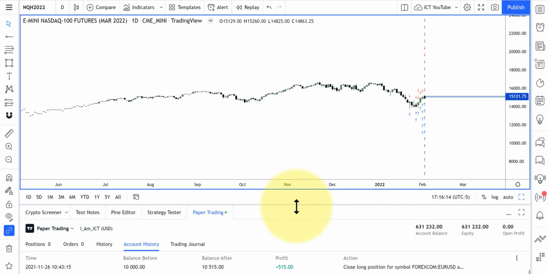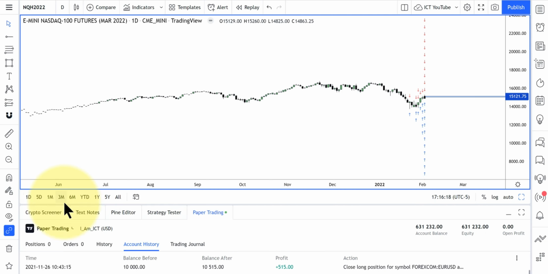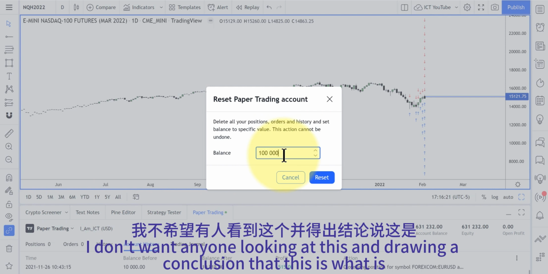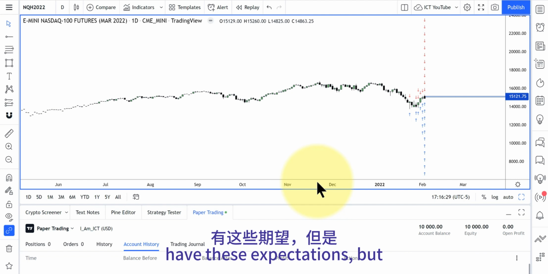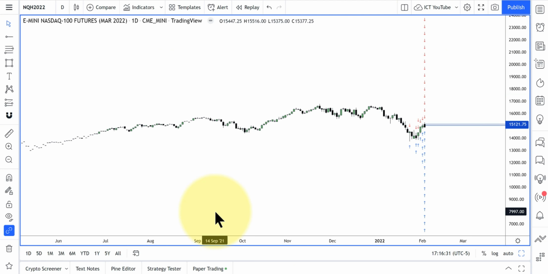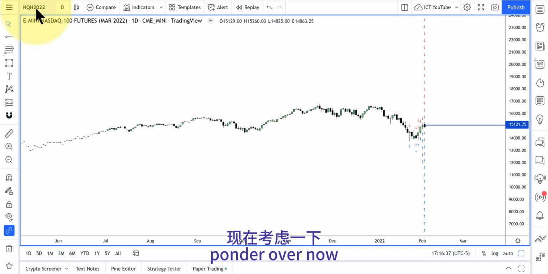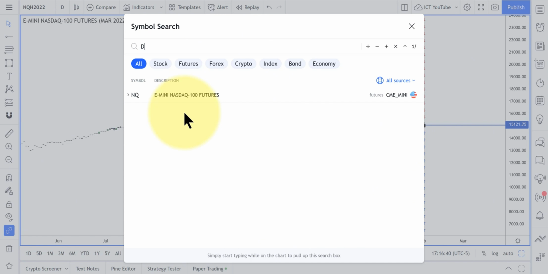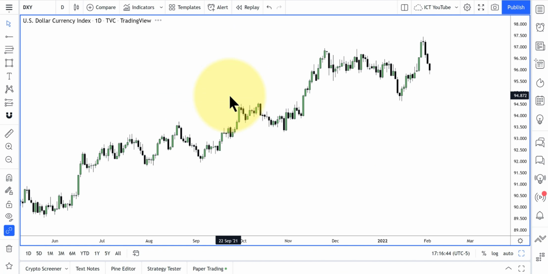So in a lot of ways, it's been fun, obviously, but I don't want anyone looking at this and drawing a conclusion that this is what is expected of them. I don't think that my students should have these expectations. But it's there for you to ponder over now. But don't read too much into it because it's just me having fun and showing off.